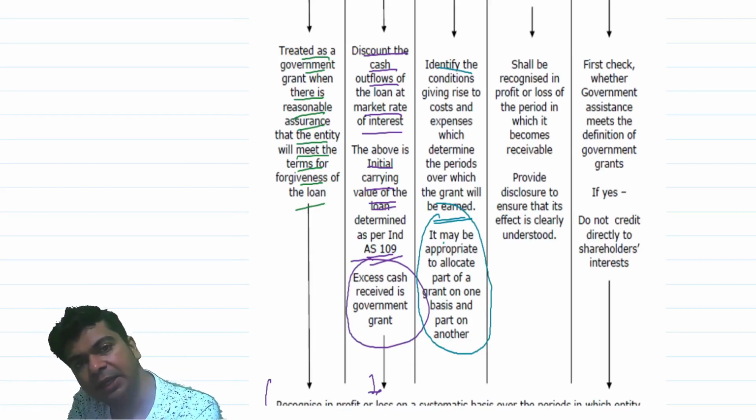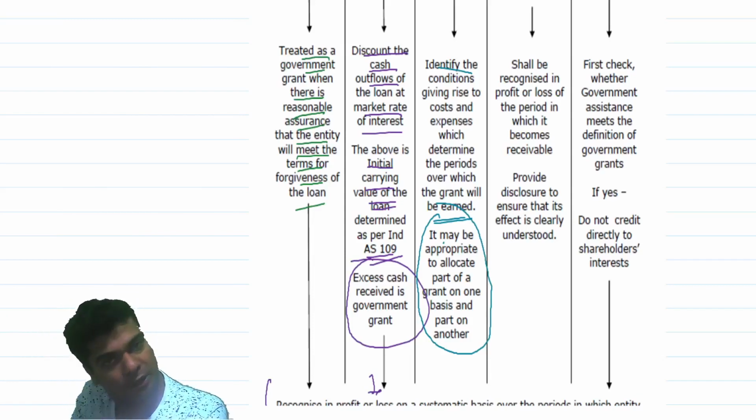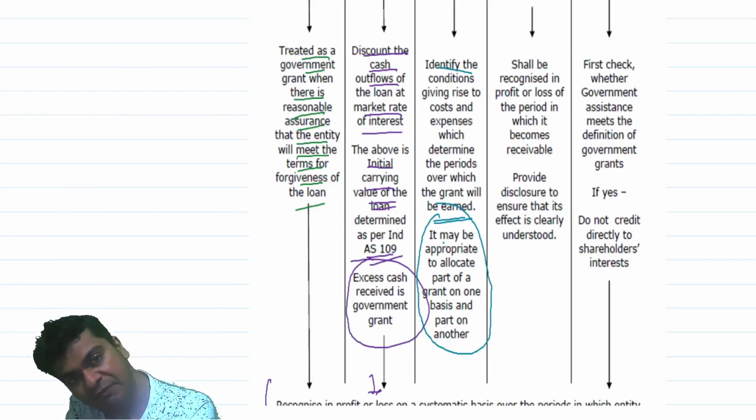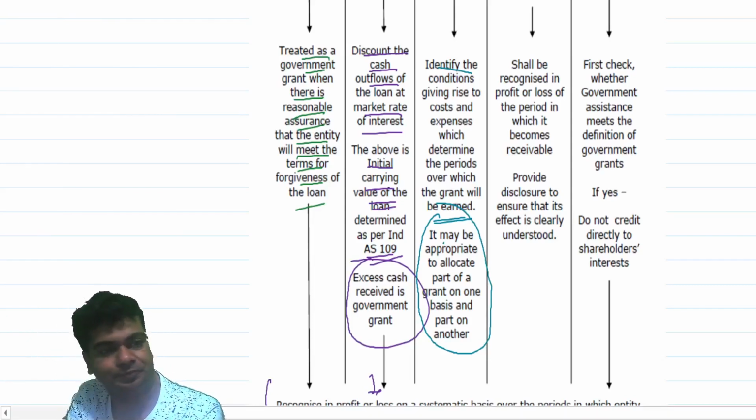Some grant may be unconditional. I may take it immediately to the P&L. So we have to understand the package. What are the terms of the package? And on the basis of that, we will be able to identify what shall be the right treatment of the government grant.